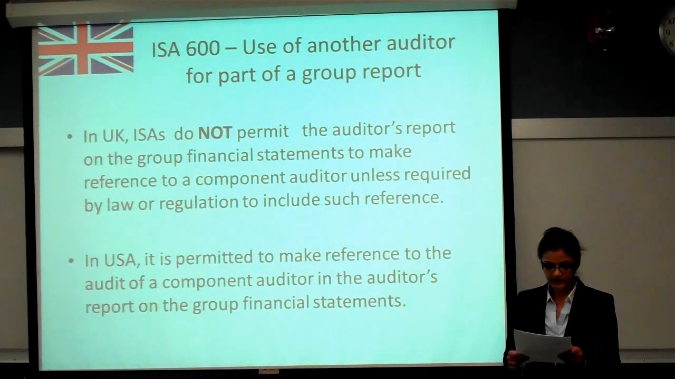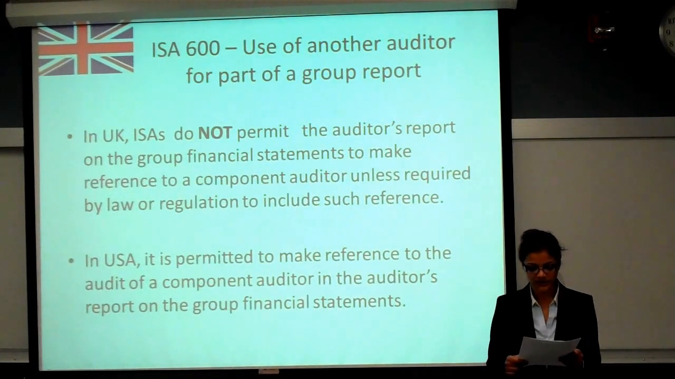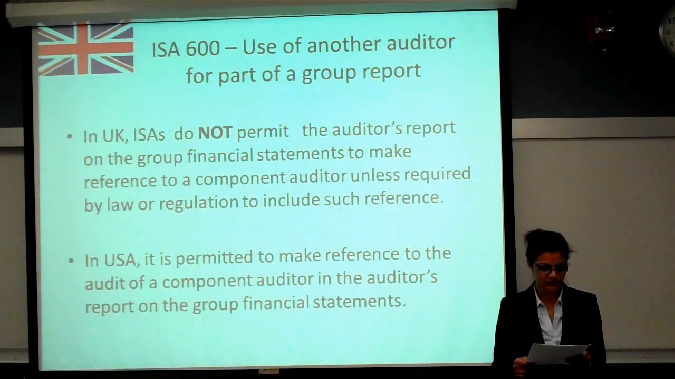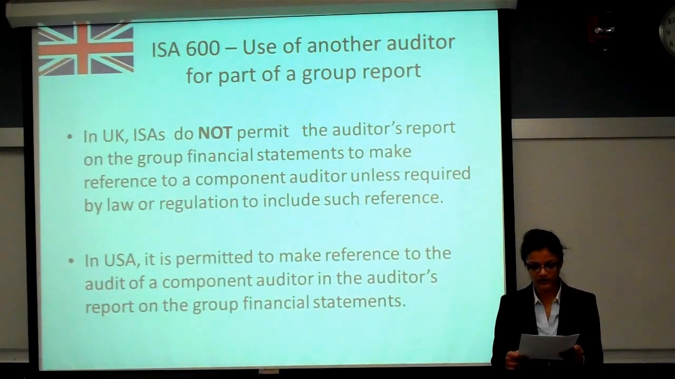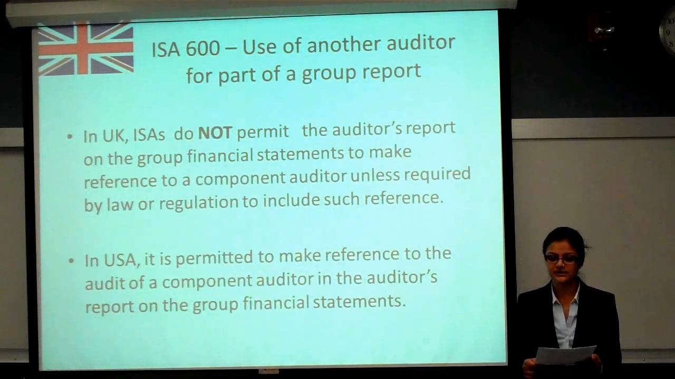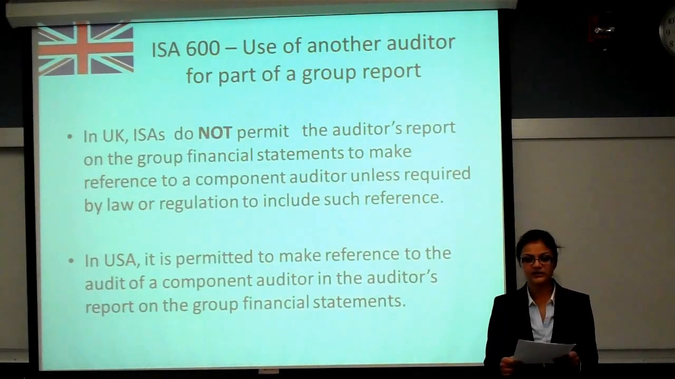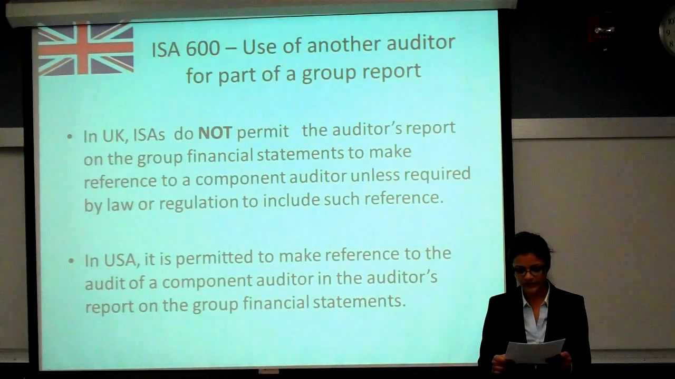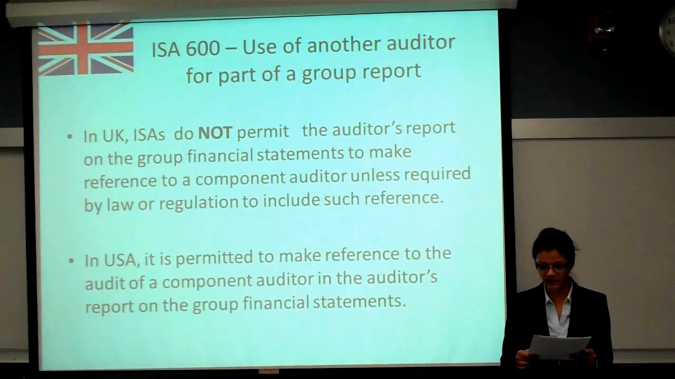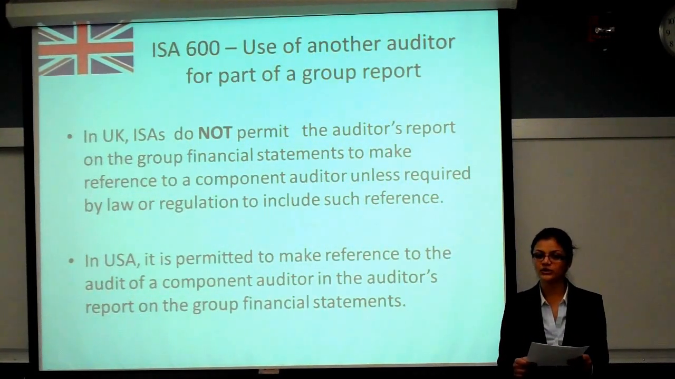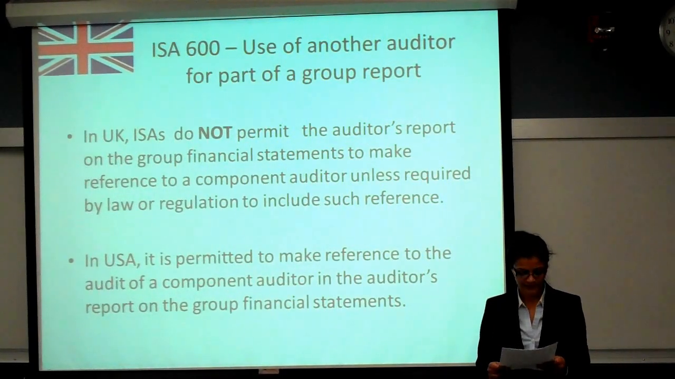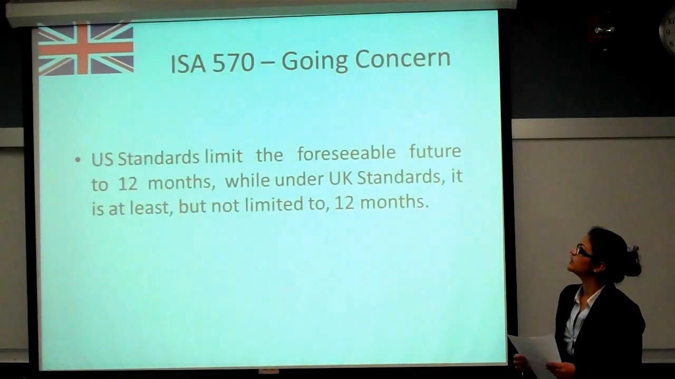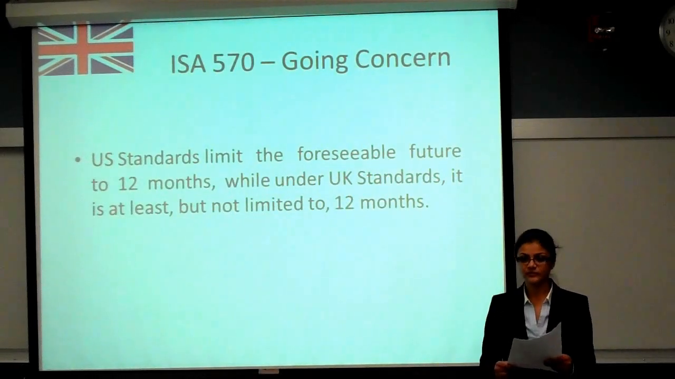In the case of the United Kingdom, since it is not allowed to make reference to a component auditor in the report, they must communicate with the other auditor on a timely basis and establish an understanding of the component auditor's professional competence. To be specific, the principal auditor and the component auditor should work together to come up with an opinion. Now moving on to the next one, going concern.